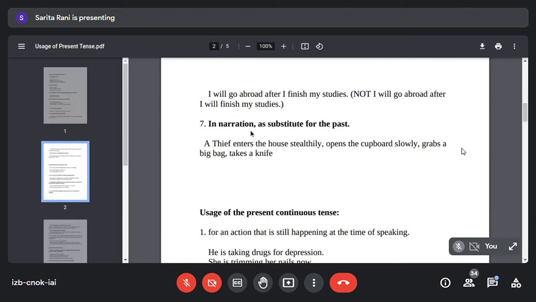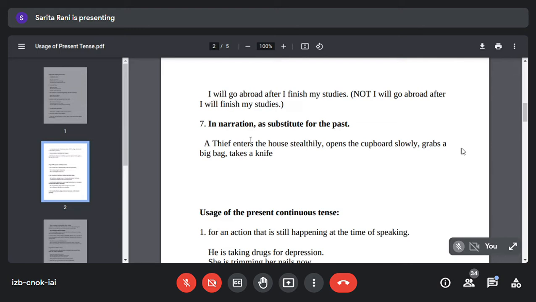Now see, in narration as a substitute for the past. Any past action which has been completed, a past action which is over, you can narrate it in simple present tense, to create an interest, to create an excitement. Now see here, when you are reading this, it creates some kind of tension, some kind of curiosity, some kind of expectation.